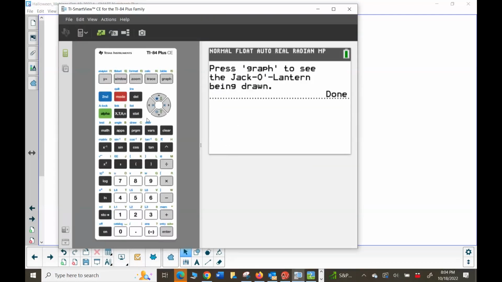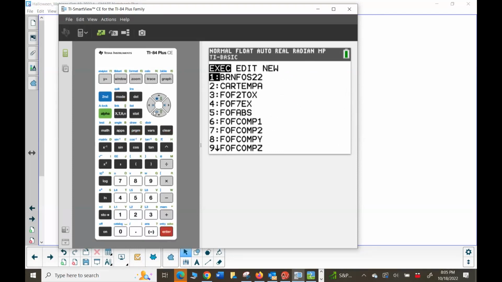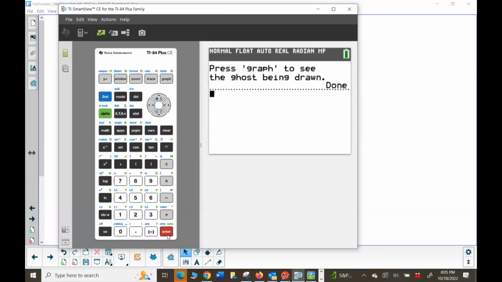And there we go. And let's go ahead and look at a ghost, okay? So let me go ahead and run a program. Again, you don't have this, but you will. A program called Ghost. And there we go. So I'll run this program called Ghost.